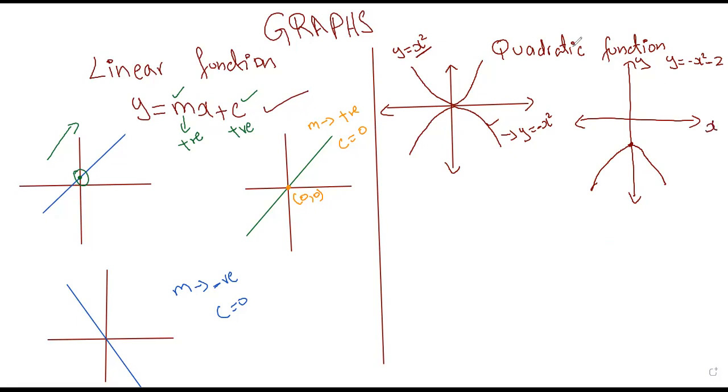This is clear. Let's talk about a bit more complicated version. The equation is y equals x minus 1 whole squared. Okay, now tell me.